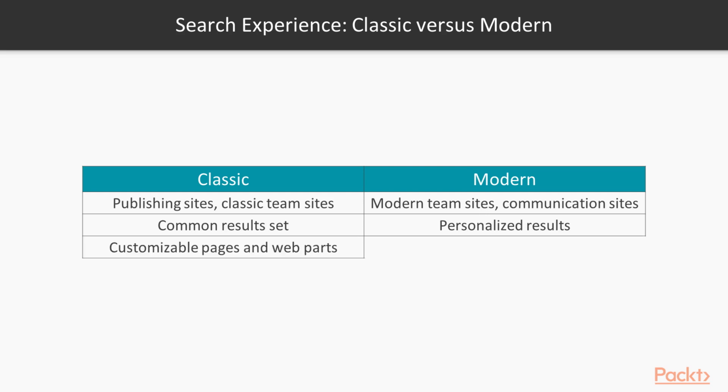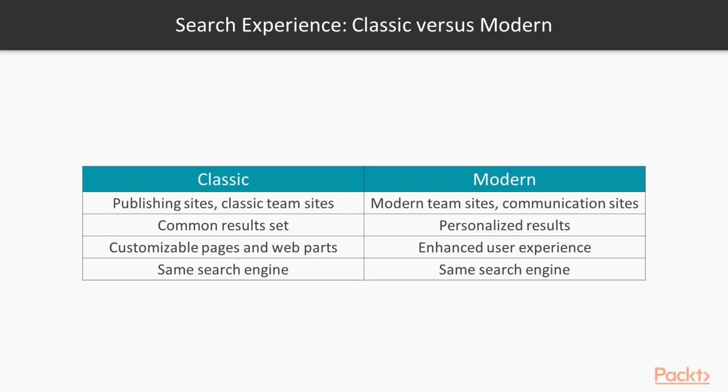The classic experience allows you to customize search pages and add search web parts to create a more tailored search experience. By default, the modern experience gives you an enhanced search experience that makes it easy to locate relevant content and navigate around, so you're more limited in what you can customize. Both experiences, however, use the same back-end search engine, since the content lives within your SharePoint environment and should be accessible regardless of the experience being used.